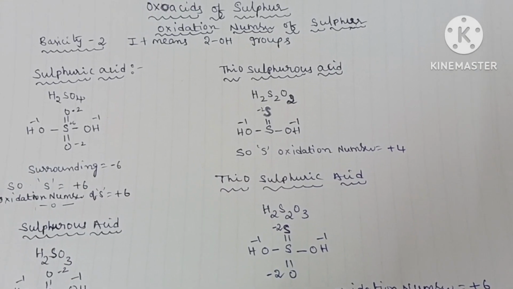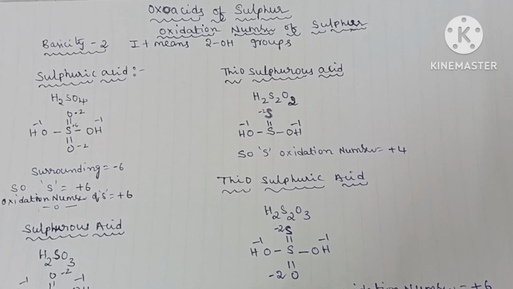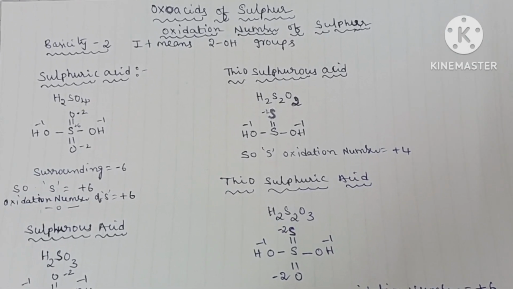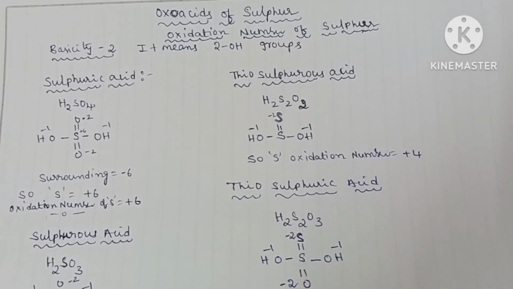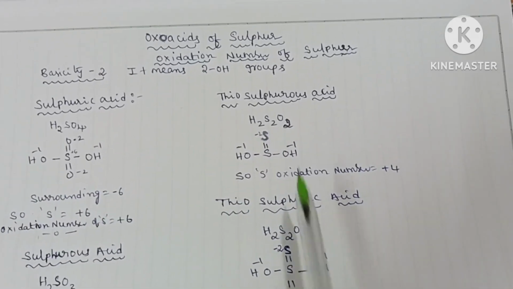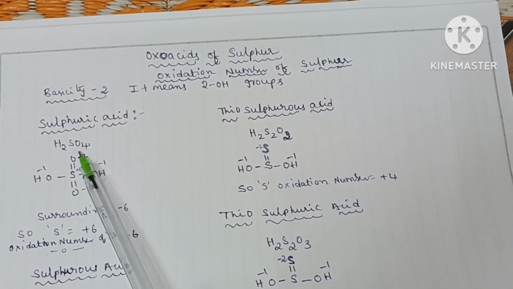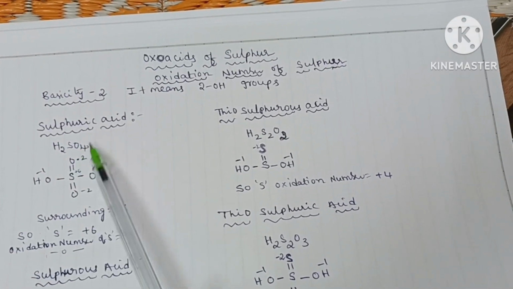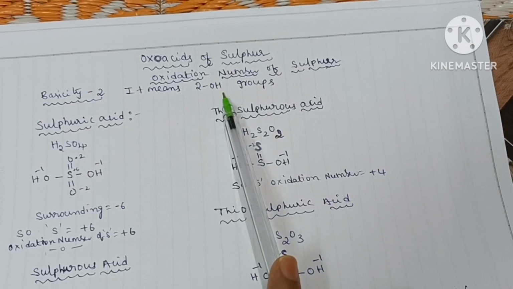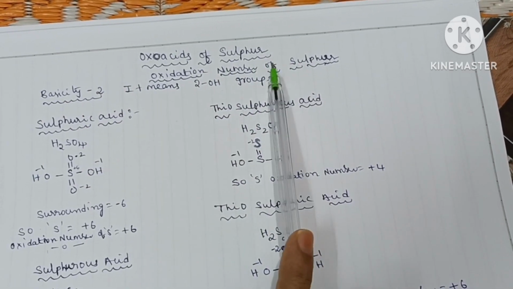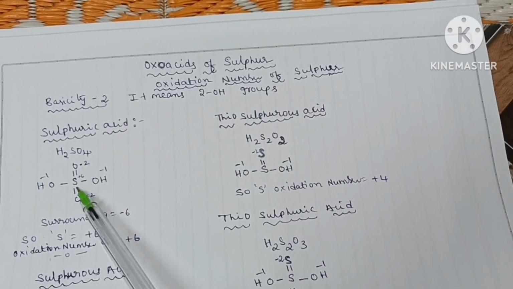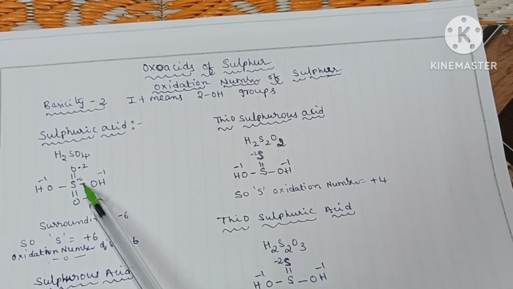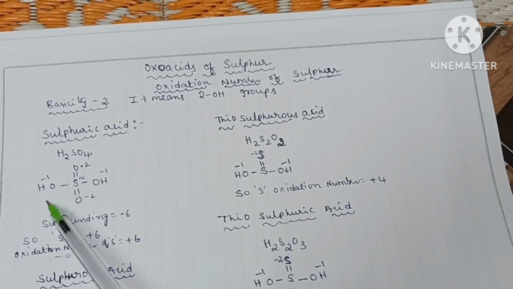It means 2 OH groups. Okay, first you have to know the sulfuric acid formula. Sulfuric acid formula is H2SO4. After that you have to draw the structure. Structure means first you have to know the 2 OH groups in all oxy acids of sulfur. First draw the sulfur, then an OH group, then another OH group.